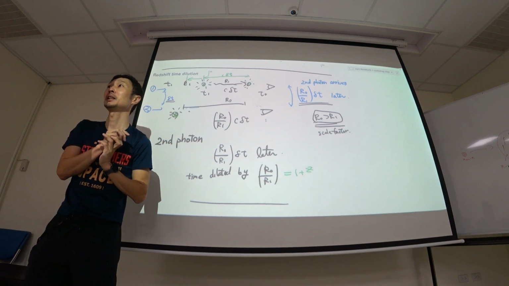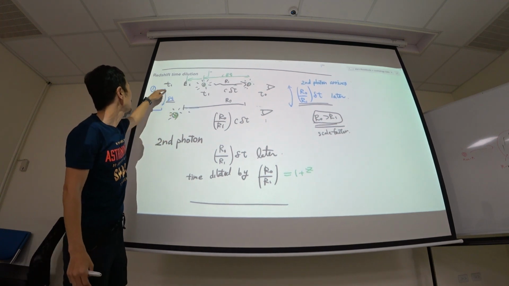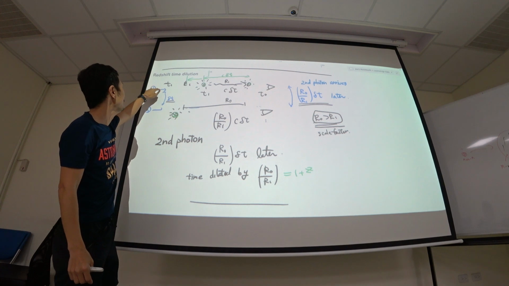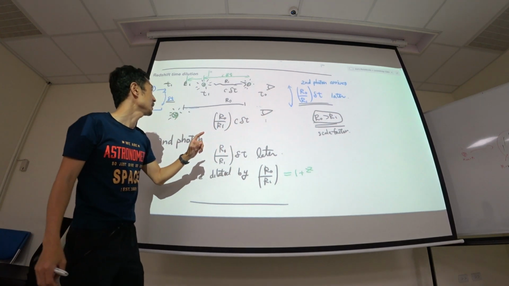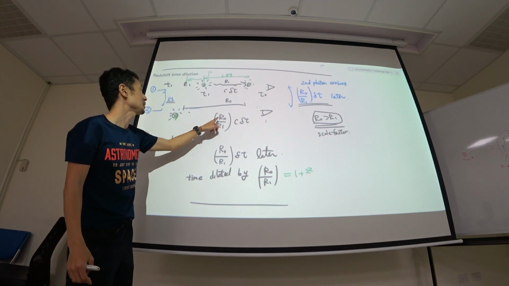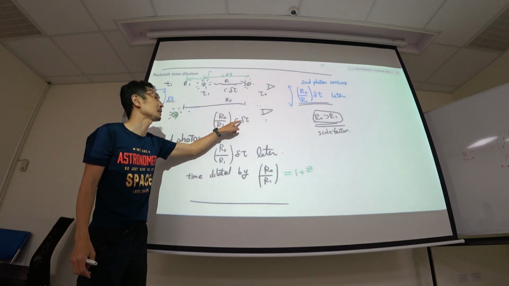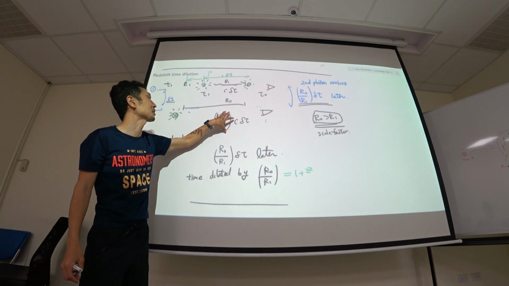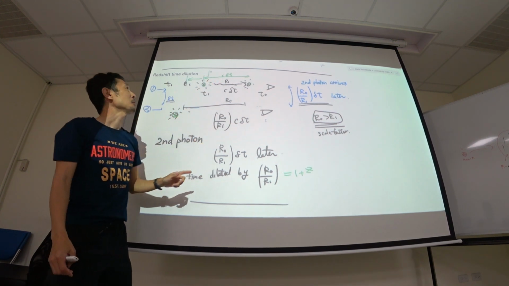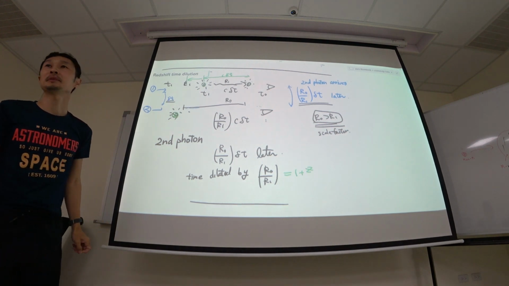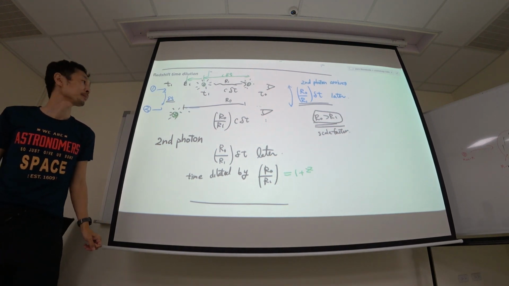Does it make sense? So the delta t is the time between the first and second photon for the alien, but for us to see, it's not delta t anymore, it's R0 over R1 times c delta t. So there's a factor of this ratio of the distances, right? This is called time dilution, okay?